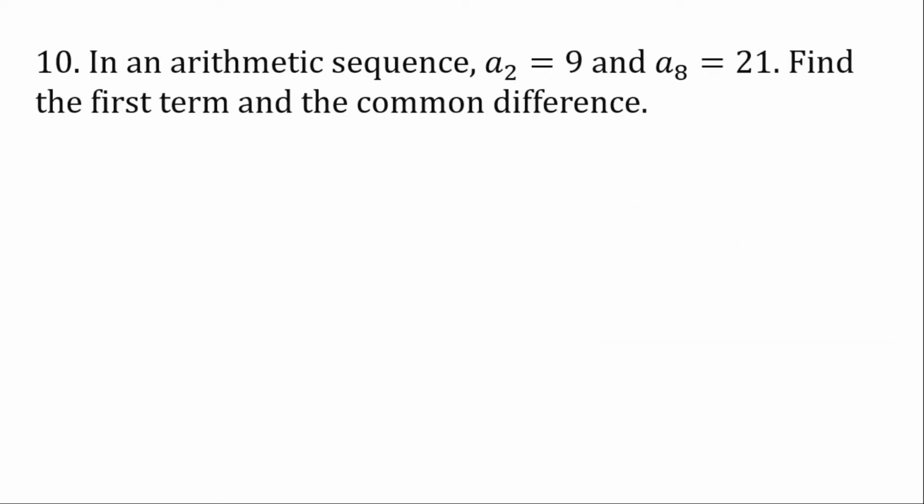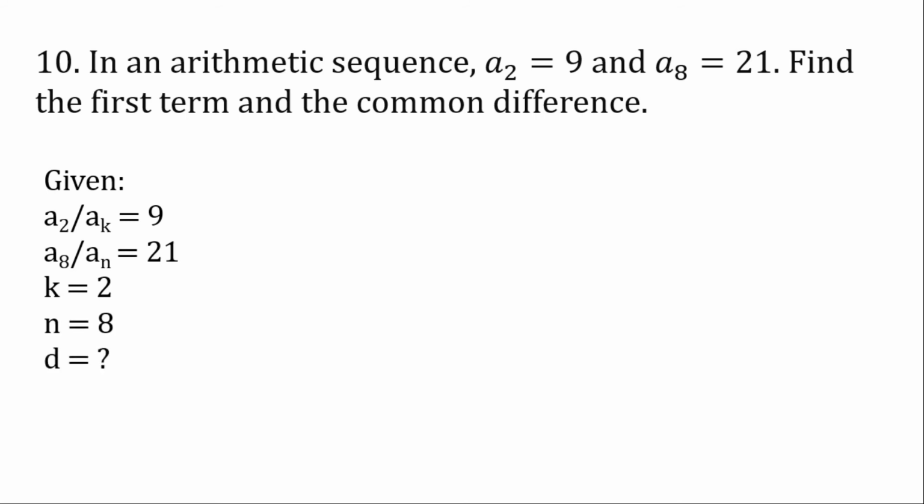Okay. Now for number 10, this is not yet the last number. In an arithmetic sequence, a sub 2 is equal to 9, a sub 8 is equal to 21. Find the first term and the common difference. So it's like what we do in arithmetic mean. Let's use the given and let's solve for d first.